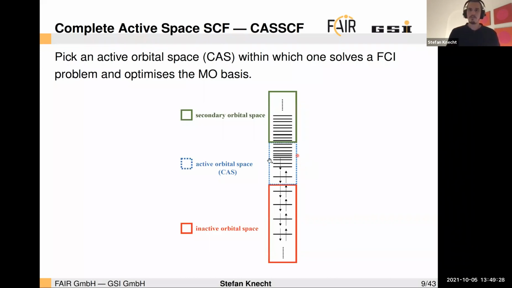And then there's an active orbital space where you assume that each orbital can have any kind of occupation. So essentially what you would like to do is solve the full CI problem within that space and at the same time optimize the composition of the molecular orbitals for that space by taking into account also orbital rotations from the inactive space to the active one and from the active to the secondary space.